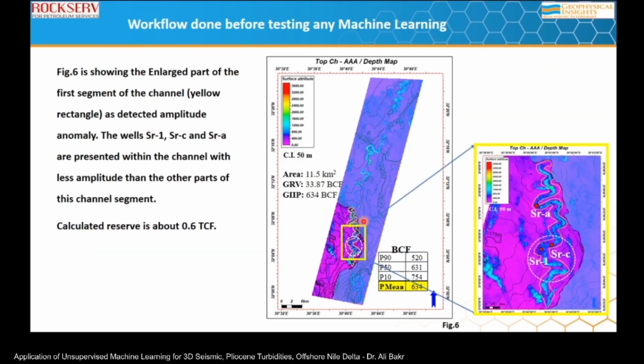Now, that little square or rectangle is a larger part of segment 1 of the channel itself, where you can see the location of the 3 wells. Something to notice is that the amplitude in here is much higher than the amplitude in there, and the 3 wells are gas producers. The P50 is about 0.6 TCF, or 630 BCF exactly, coming from using the 3 wells.